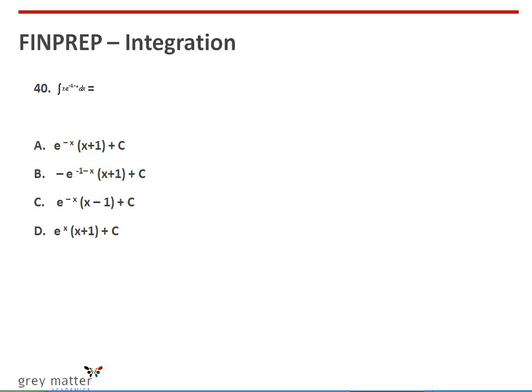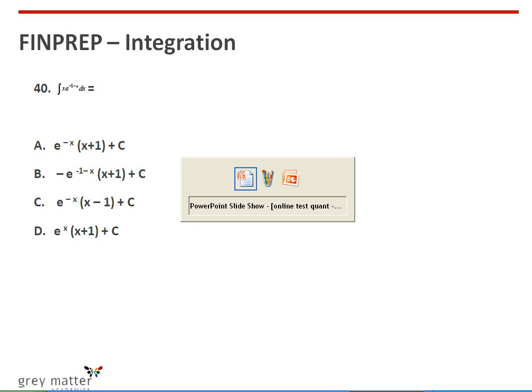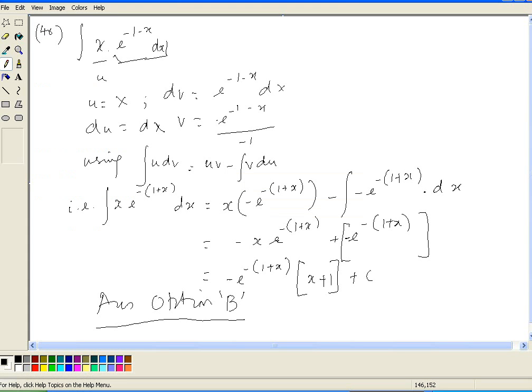40th question: integral x into e power minus 1 minus x dx. Going to our worksheet, we take x as u and dv as e power minus 1 minus x dx. So you have v equal to e power minus 1 minus x by minus 1, and du will be dx. Using integral u dv equal to uv minus integral v du, we have integral x e power minus 1 minus x dx will be equal to, substituting the relevant u, v, integral v du, etc.